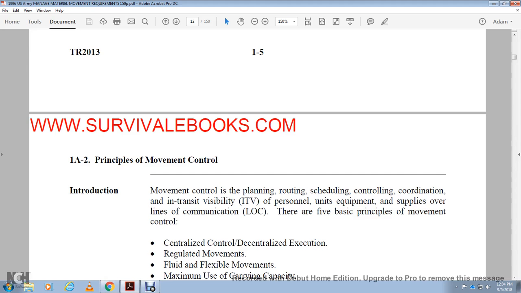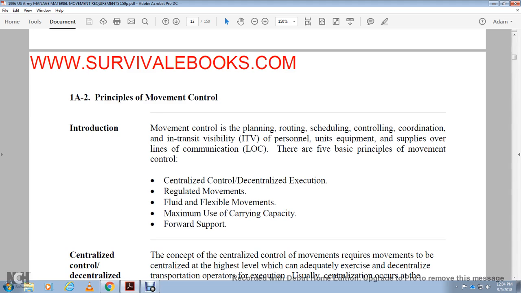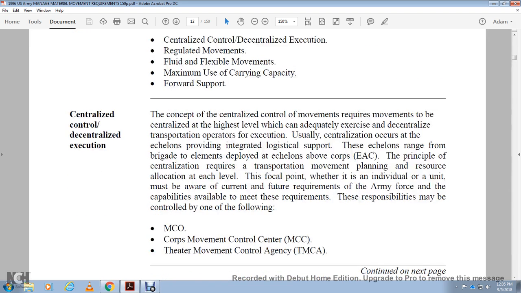Lesson 1, Part A, Section 2, Principles of Movement Control. Introduction. Movement control includes planning, routing, scheduling, control, and coordination, as well as in-transit visibility of personnel and unit equipment mobilized over the line of communication. The five basic principles of movement control are centralized control and decentralized execution, regulated movements, fluid and flexible movements, maximum use of carrying capacity, and forward support.